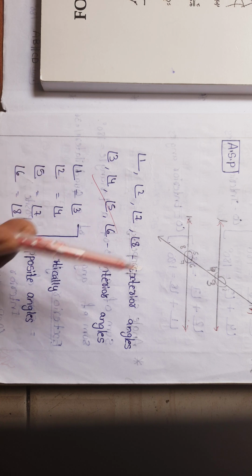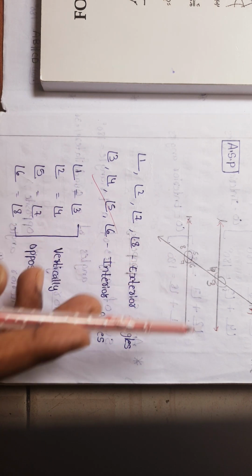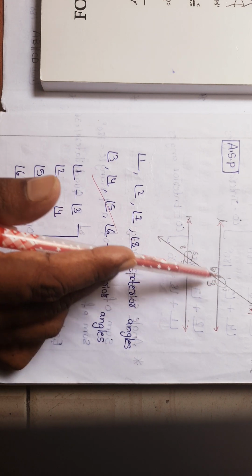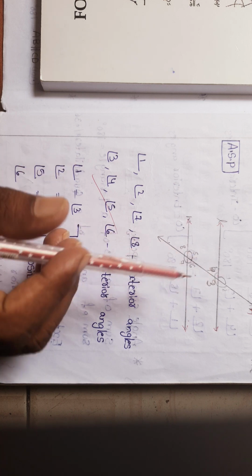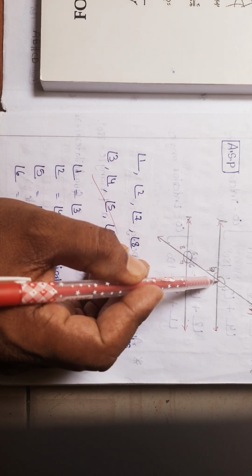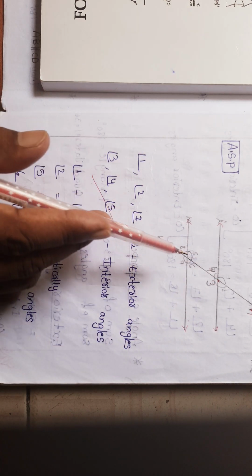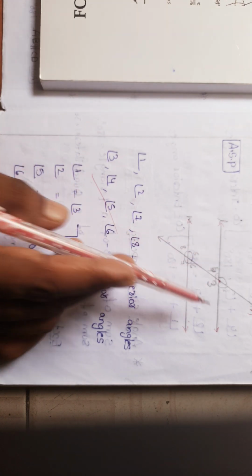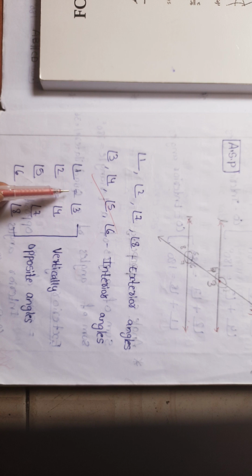Angle 1 and angle 3, and angle 2 and angle 4, are vertically opposite angles. At a point there is a vertex, and opposite to the vertex, vertically opposite angles are equal. That's why I gave a symbol: angle 1 is equal to angle 3, angle 2 is equal to angle 4. Those are vertically opposite angles.